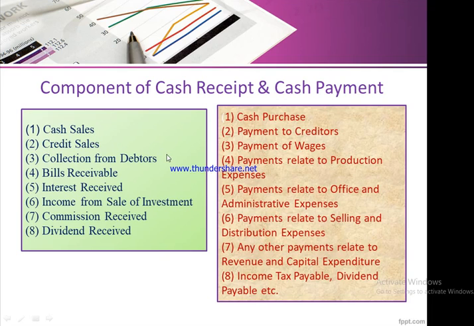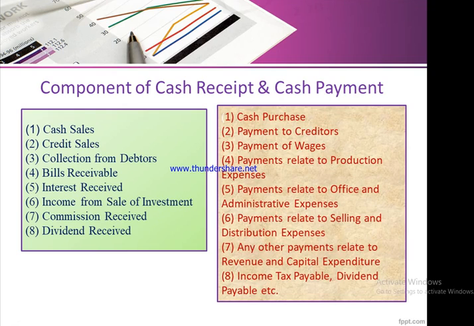Next comes collection from debtors, that is on account of credit sales. Then comes bills receivable. We might have received a lot of bills from our debtors. Which bill is going to be maturing during which particular period? Based on that, we'll come to know whether that particular amount will be receivable in a budgeted period or not. Interest received. Normally companies will be doing a lot of investment activities, and due to this the company will be receiving interest. During which particular period the interest is going to be received, that also needs to be captured. Income from sale of investment.